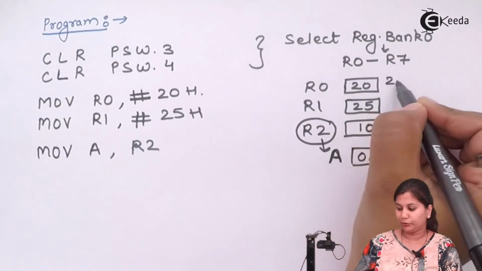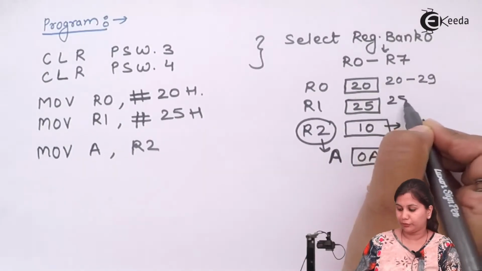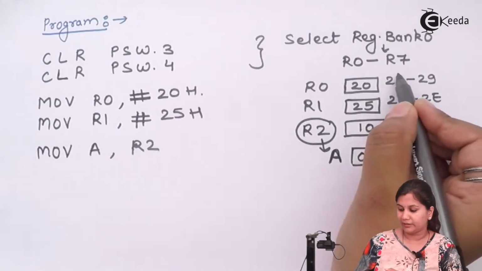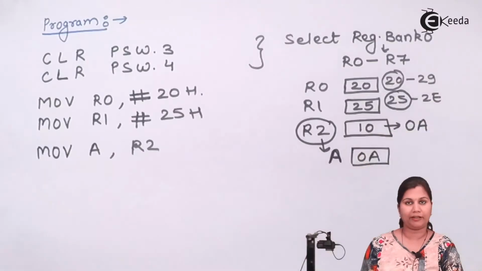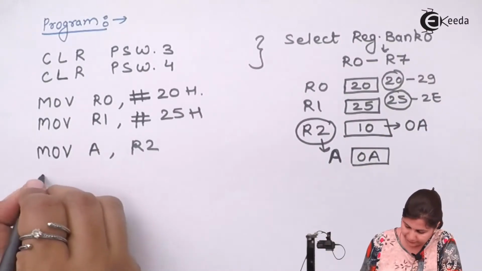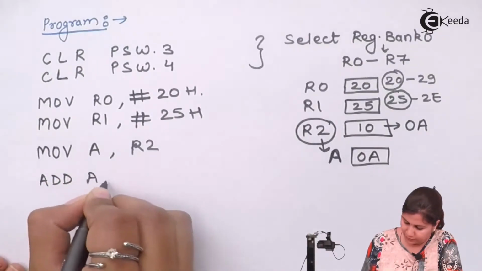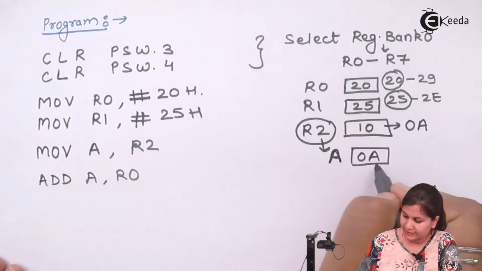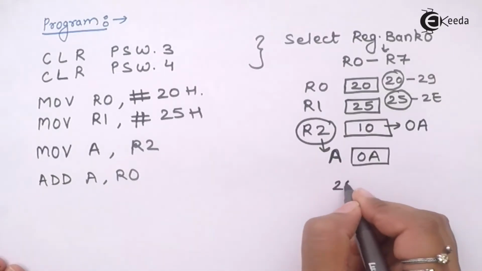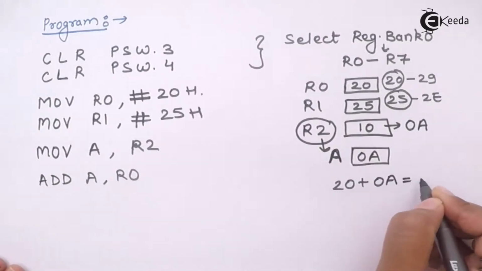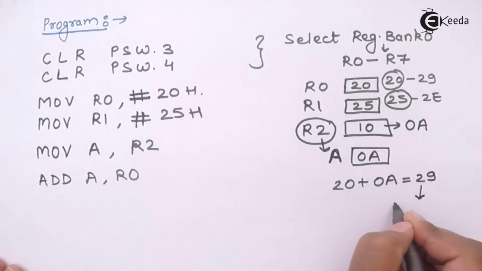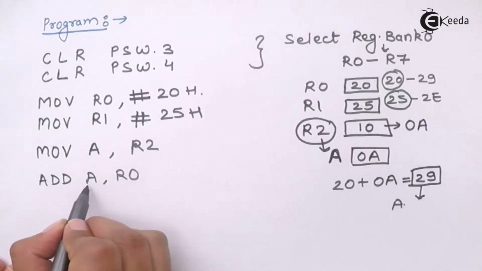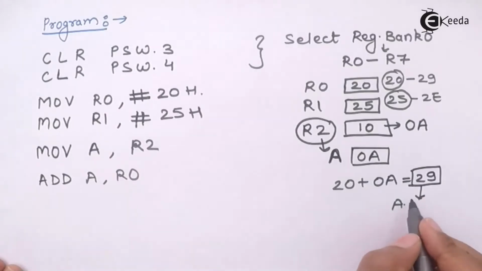Okay. Now, because from 20 and 25, 10 numbers are stored, that is at 20 to 29 and 25 to 2E, there are 10 numbers. So we have to add 10 to this 20 and 10 to this 25. So what we will do, we will add A and R0. R0 is 20, A is 0A, and the addition of these two, that is 20 plus 0A, which means 29, is stored in the accumulator. These two numbers are added and the result goes in the accumulator.